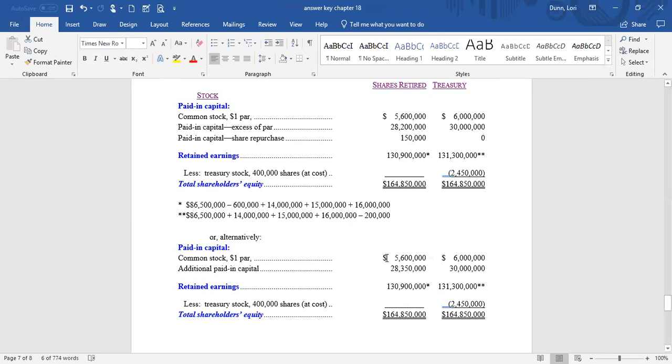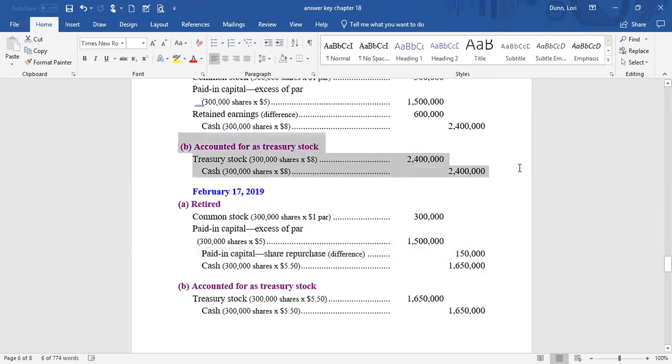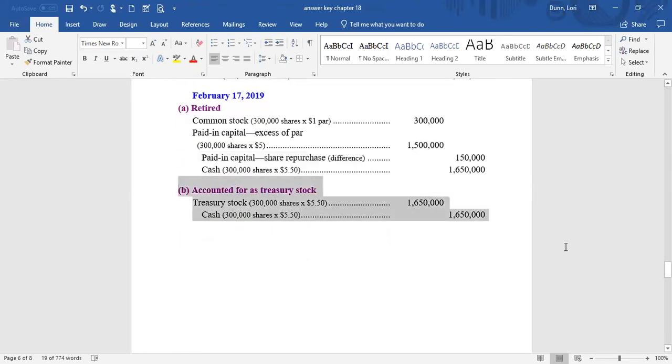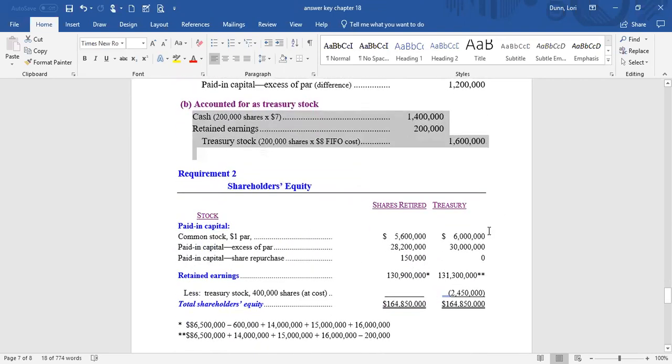So under the retirement, your stockholders' equity would end up being 164,850,000. Okay. Under treasury stock, so you bought the stock with the intentions of selling it back into the market. Your common stock account does not change. Remember, here's our first journal entry. We have a treasury stock account. Second and third, there's nothing affecting our common stock account, so we reported at 6 million. Same with paid in capital excess of par. That wasn't affected at all.